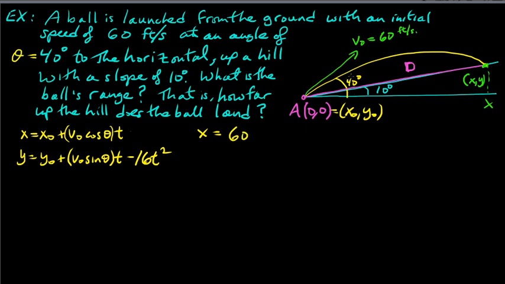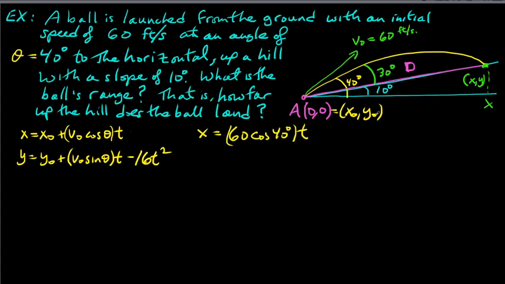Now be careful, it is 40 degrees to the horizontal. We're not measuring the angle from the hill. We're not measuring this angle, which is clearly 30 degrees, but that's not the angle we need here. We need the 40 degrees to the horizontal. So 60 times the cosine of 40 degrees times t.